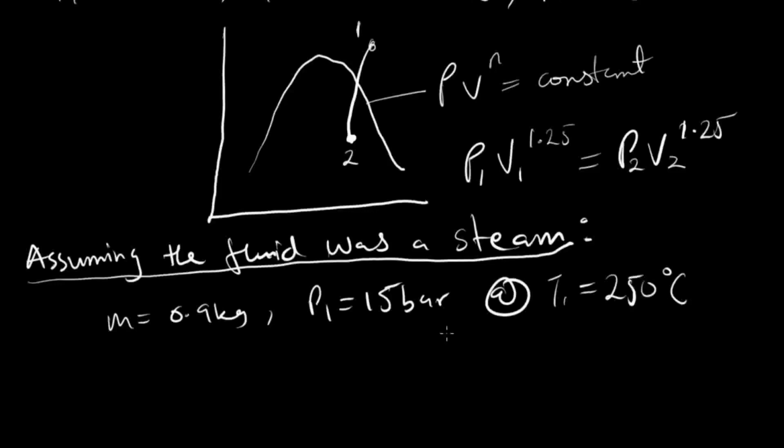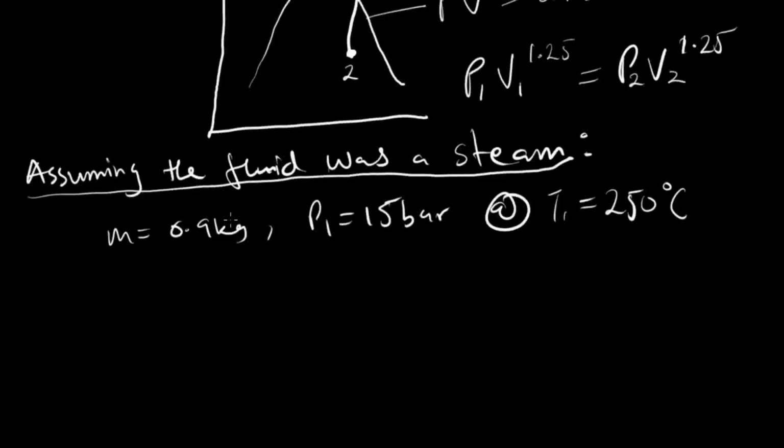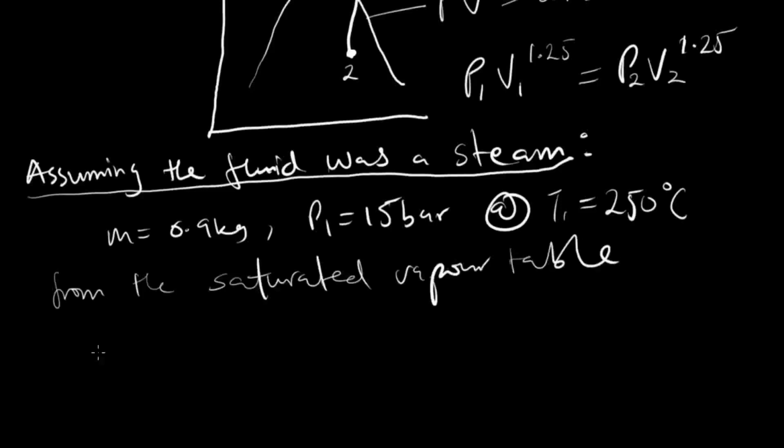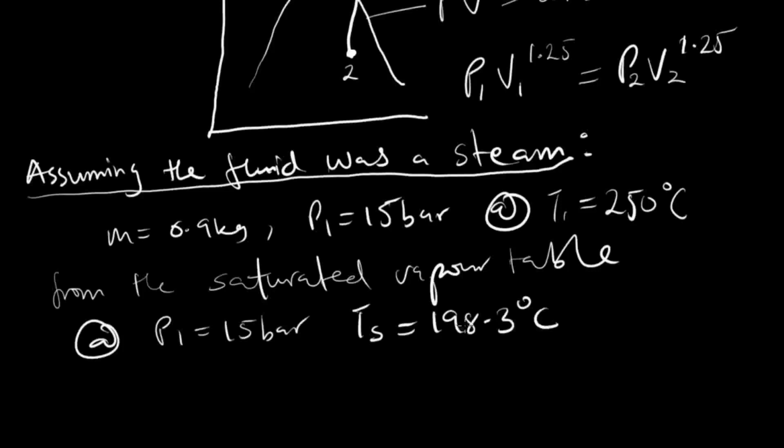So as usual, you go to the saturated vapor table and check for the temperature at 15 bar. So from the saturated vapor table at P1 equal to 15 bar, the corresponding temperature is 198.3 degrees C. So that means T1 is greater than Ts, hence it's superheated.